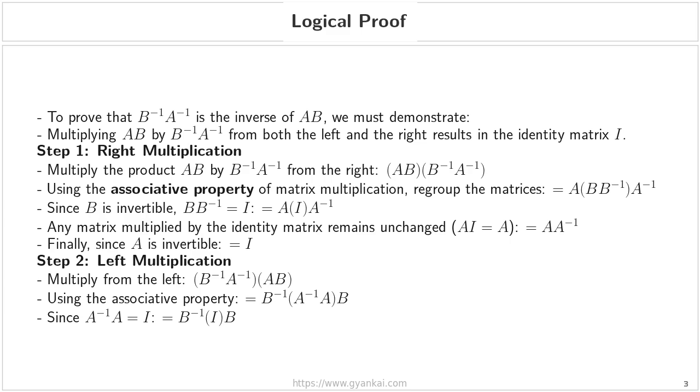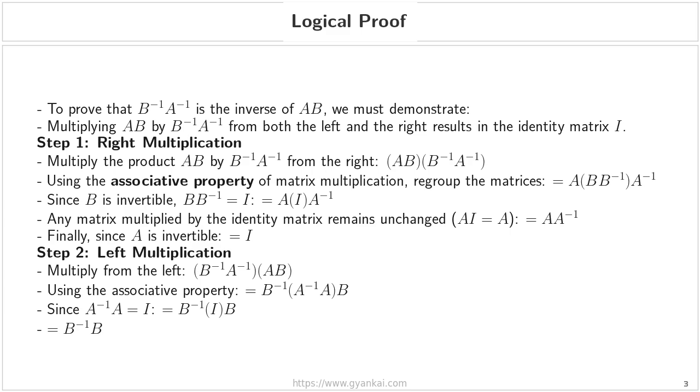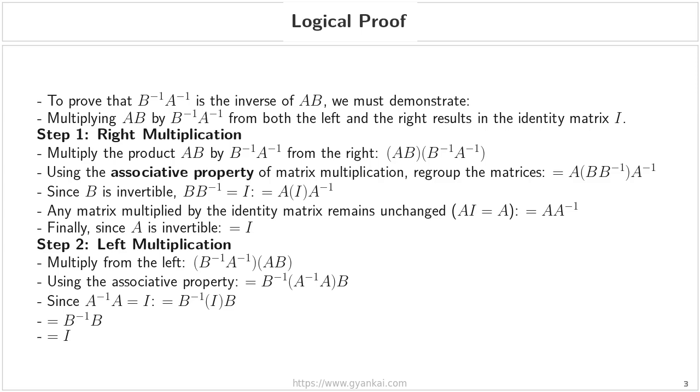Since A inverse times A equals the identity matrix, I, the expression simplifies to B inverse times I times B. As we noted previously, the identity matrix does not change the matrix it is multiplied by, so this further simplifies to B inverse times B. And since B is invertible, B inverse times B equals the identity matrix, I.